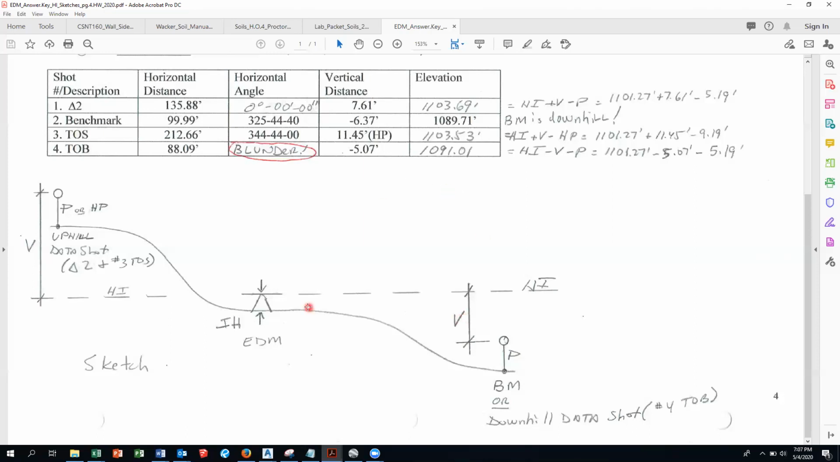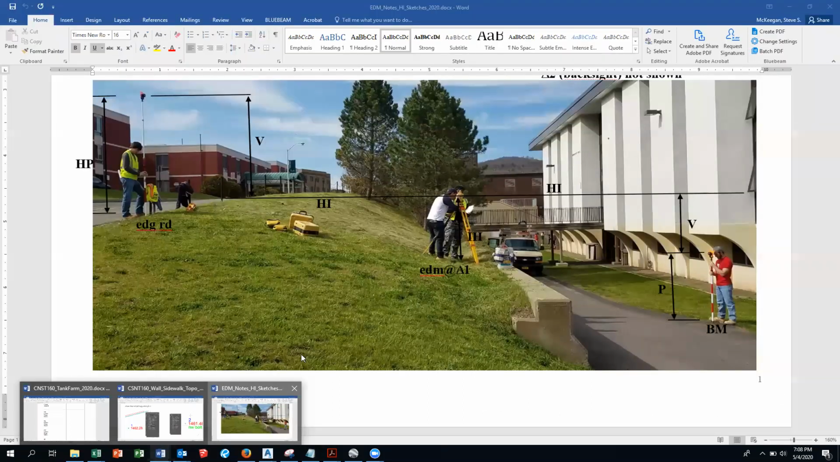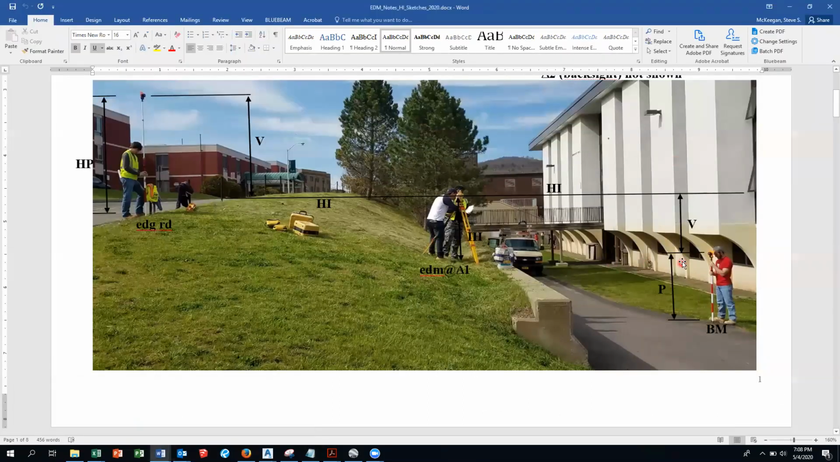Now, when you look, the first thing you're going to do is look at the benchmark. When it's negative, that means that it's downhill. You're looking downhill. If that were positive, and some of the problems showed that, right? So our V, the readout on the total station, shows as a negative, which means I'm looking downhill at that benchmark. That's the first thing you got to do, because that's going to dictate how you calculate the HI. You always start from the benchmark.